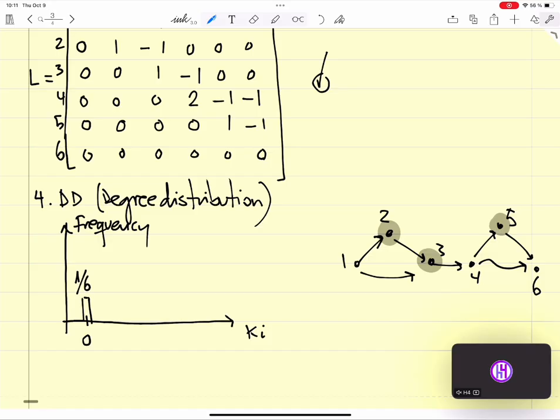How many nodes have one neighbor? 3, right? So 3 divided by 6, the total is 6. How many nodes have 2 neighbors? 1 and 4, 2, and we're done. I like to paint the nodes so that I don't forget any. This is the degree distribution.